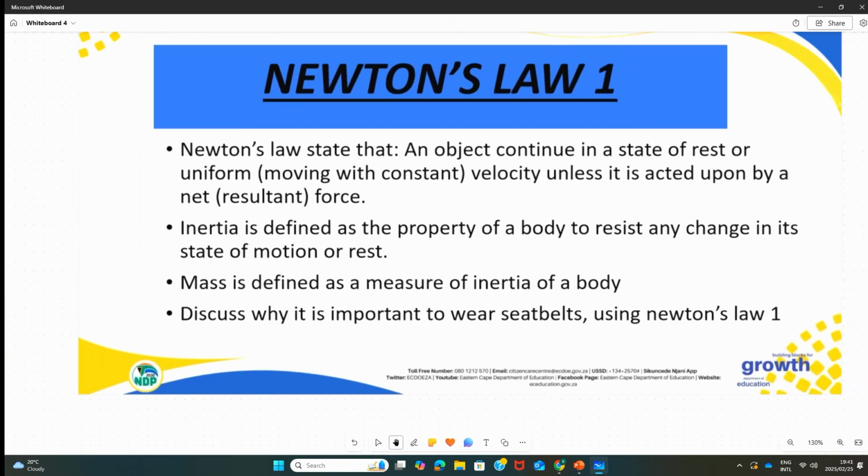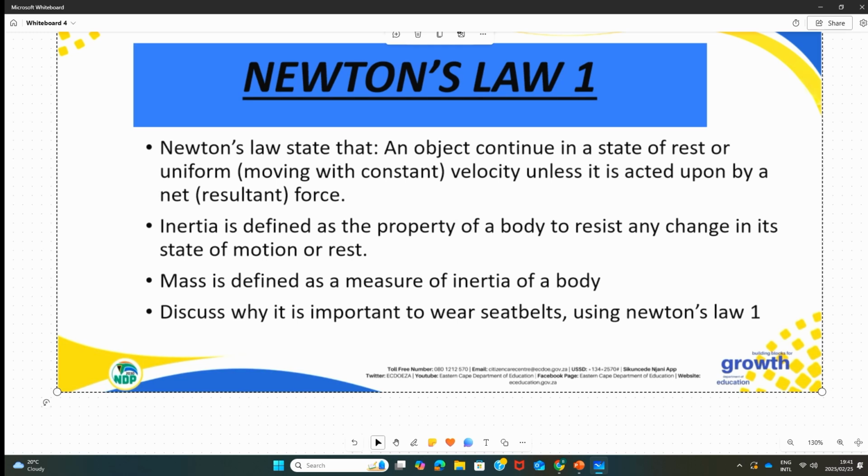Newton's law 1 states that an object will continue in the state of rest or uniform velocity unless it is acted upon by an unbalanced force. Newton's law is also associated with inertia. Inertia is defined as the property of a body to resist any change in the state of motion or rest. Also, mass is defined as a measure of inertia.